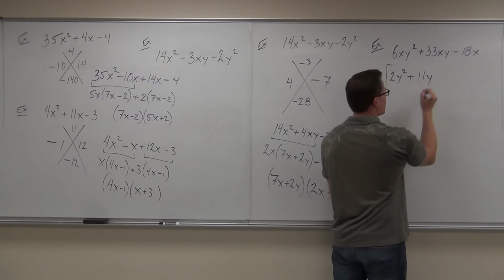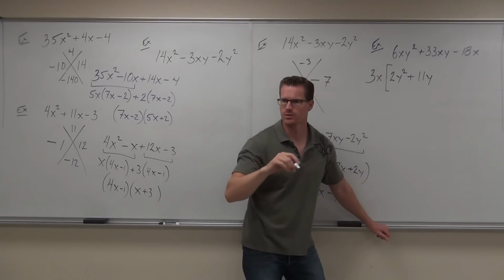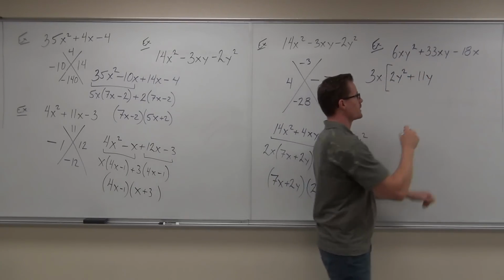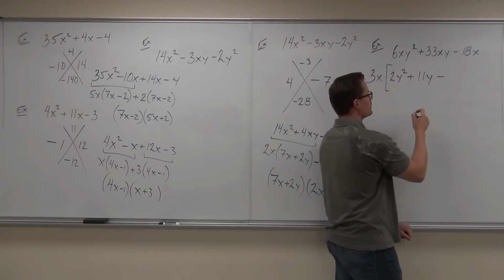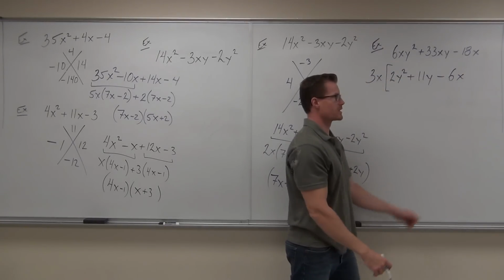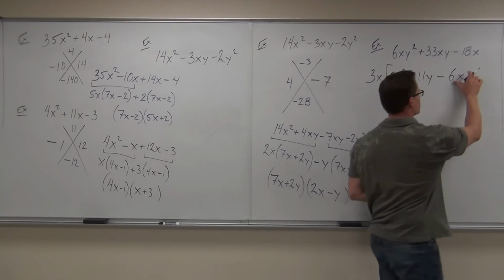Okay, and then someone else in that row. What's that last one? So we got 2y squared, we got plus 11y, and I know it's going to be minus what? 6x? No, just 6, because we're dividing out the x, so no x.